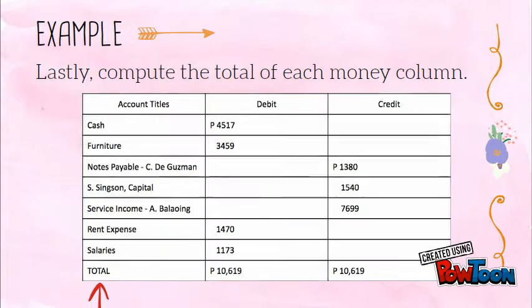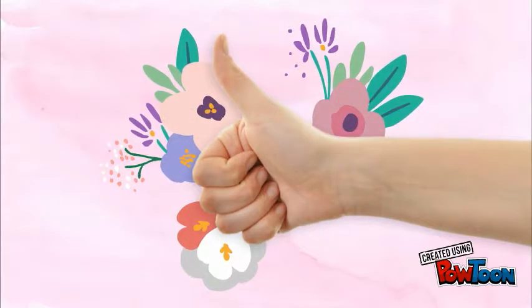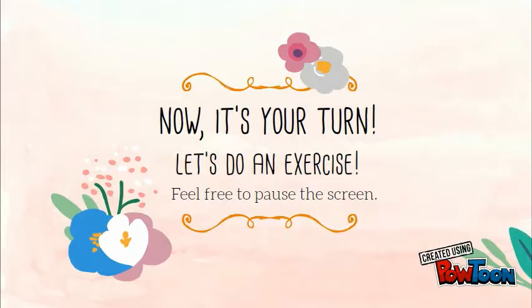The final step is to get the total of each money column. Both totals must be equal to B balance. However, you must recheck all the information you have written on the trial balance. When you've rechecked everything and nothing seems to be wrong or missing, then you are officially done. Now let's do an exercise.